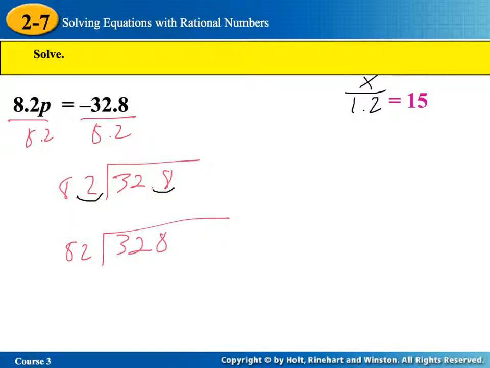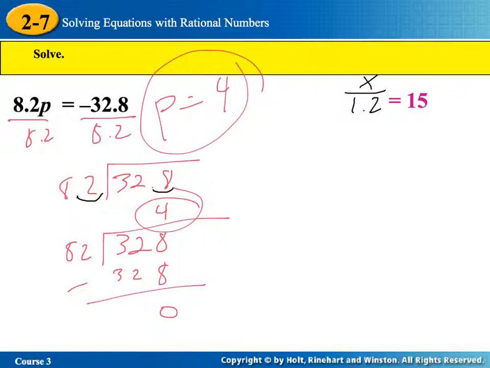Now, how many times does 82 go into 32? Doesn't go in there. How many times does 82 go into 328? Let's try 4. 4 times 2 is 8. 4 times 8 is 32. Oh my goodness! Right off the bat, he gets it. So p is equal to 4. My answer is 4. All right?